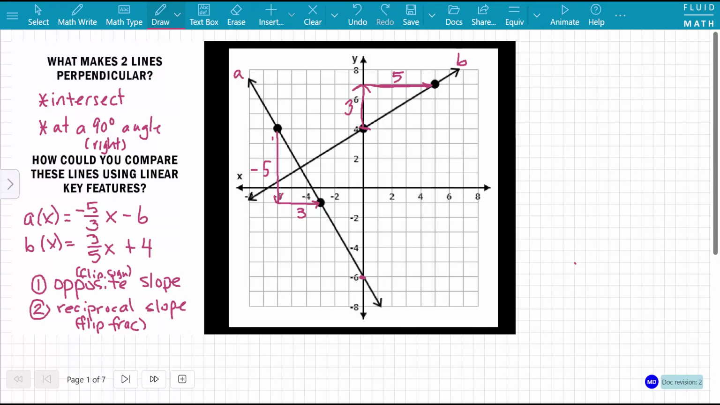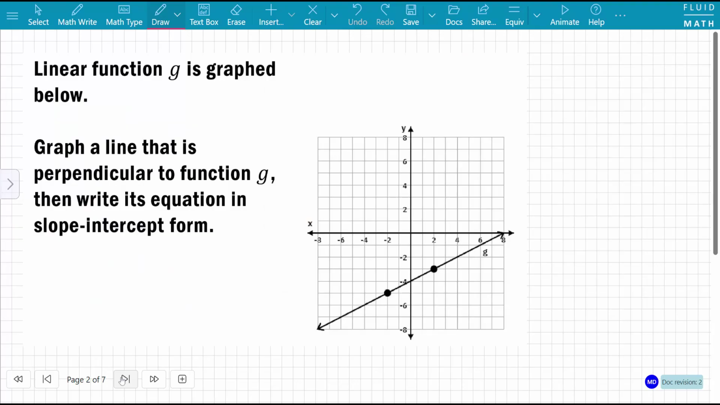Okay? So what makes two lines perpendicular in everything up until algebra is that they intersect at a 90-degree angle. We're going to refine that definition now to say that what makes them perpendicular now is that they have reciprocal opposite slope. All right, so let's graph any line that's perpendicular.